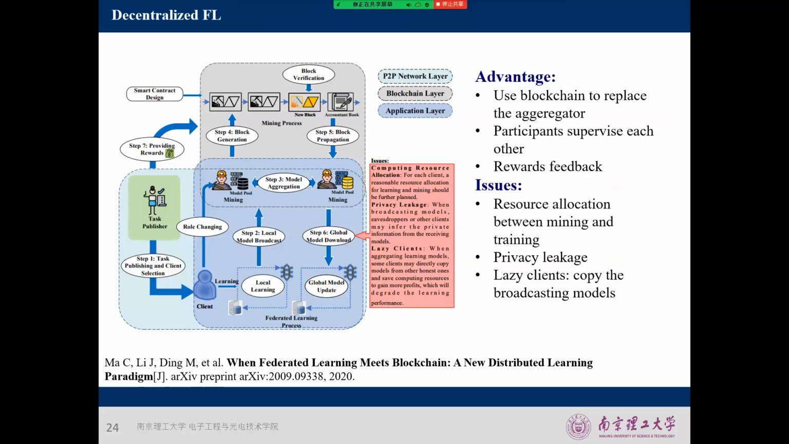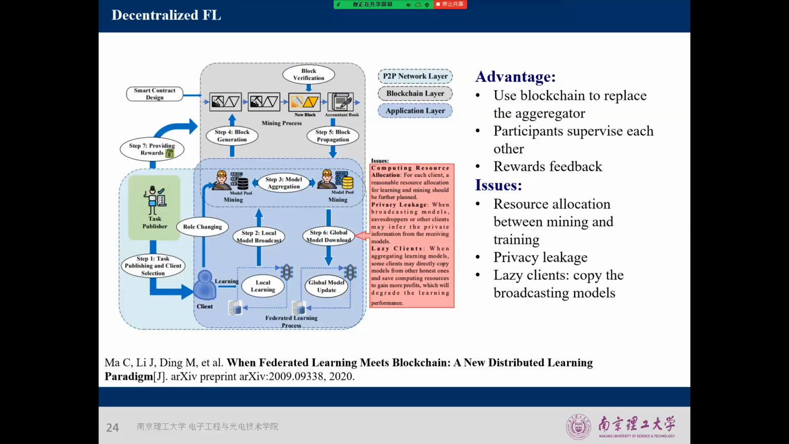And now we move to the third part. Like a major concern in federated learning is the single point of failure of the central server. So our idea is we want to use the blockchain to replace the central server, and we list a framework here, and we divide the mining and the learning process into steps, and we list some advantages and the issues.